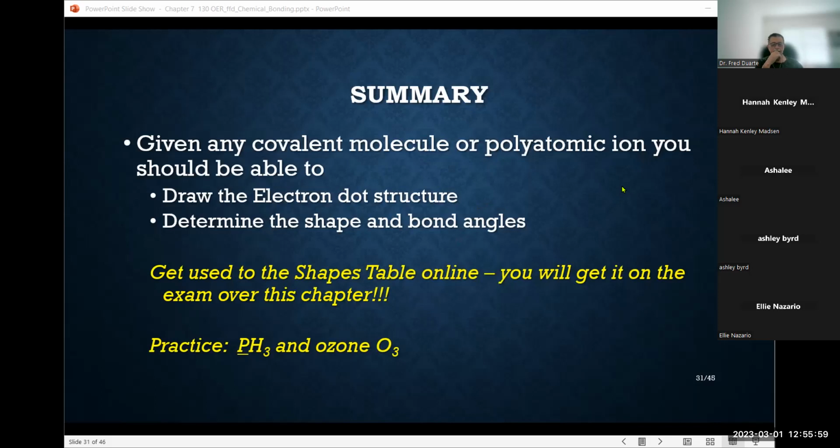All right. Let's summarize this. Given either a covalent molecule or a polyatomic ion, be able to draw the Lewis dot structure, and from that information determine the general formula ABE, excuse me, and using the shapes table determine the shape and the bond angle. Okay, so try these 2 species here at home, the PH3 and ozone. Ozone, its formula is given there.